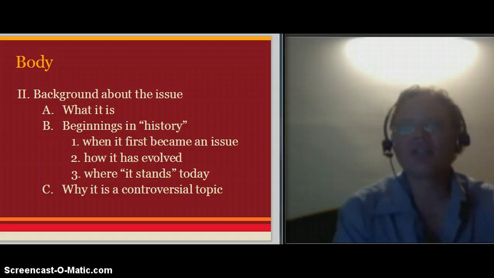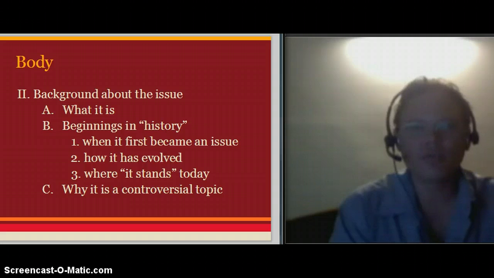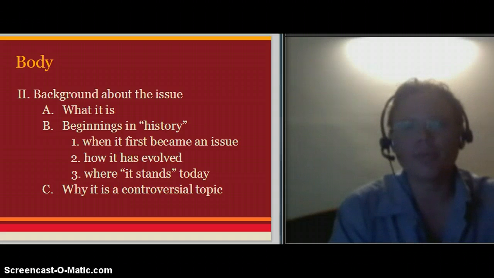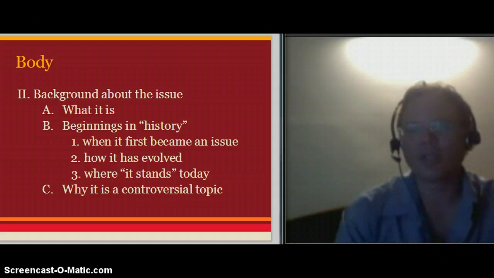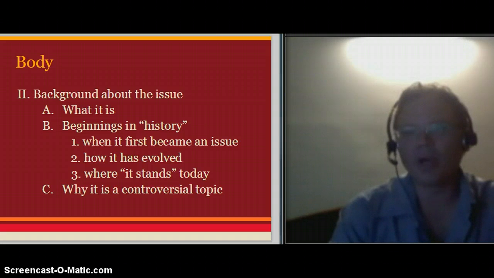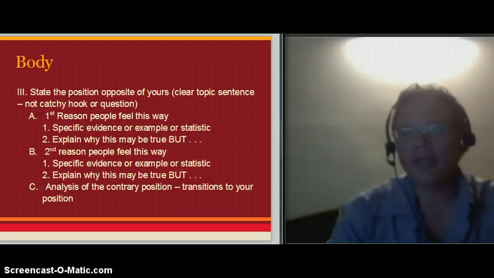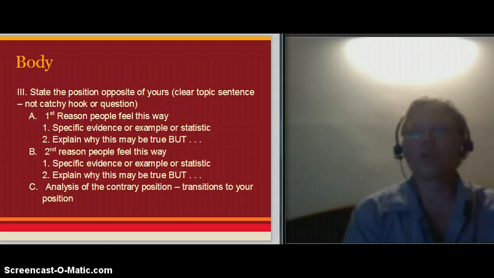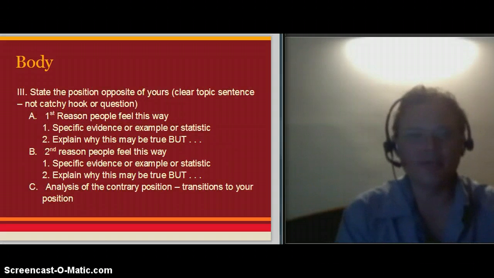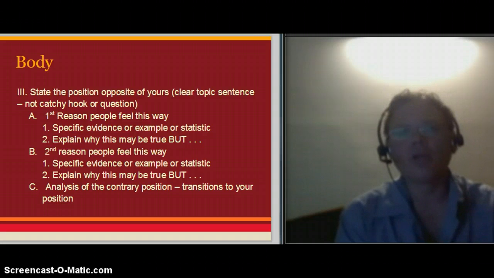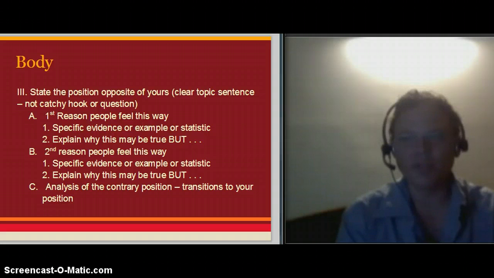And then lastly is why is the issue controversial? Why does it make people think two ways about the same thing? So that is the beginning of the body, and then from there we're going to go into the portion of the body of the paper where we explain the different sides of the issue.